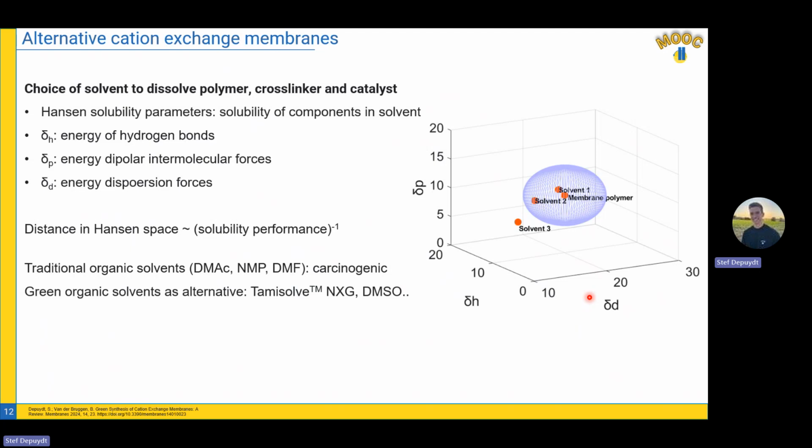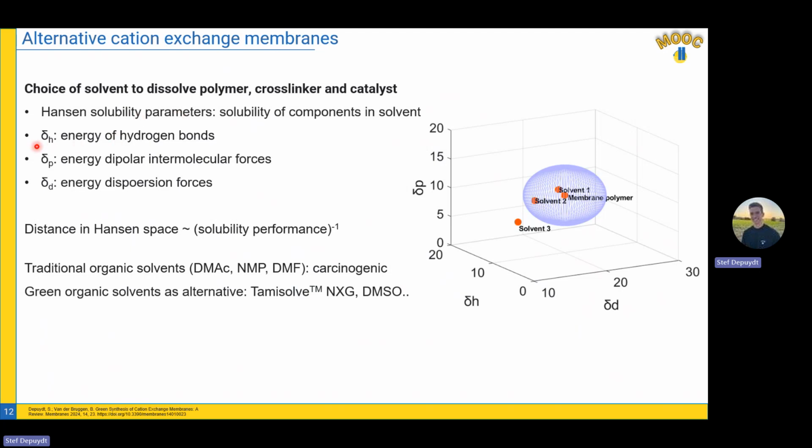Then there is the last choice you need to make when you synthesize a membrane, and that's the choice of a solvent. This solvent needs to dissolve polymer, cross-linker, and catalysts. You can use the Hansen solubility parameters to determine if a component will be able to dissolve in a solvent. There are 3 Hansen solubility parameters for every compound, for every polymer, and for every solvent.